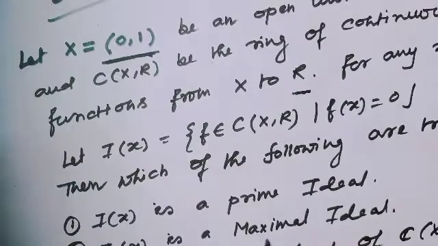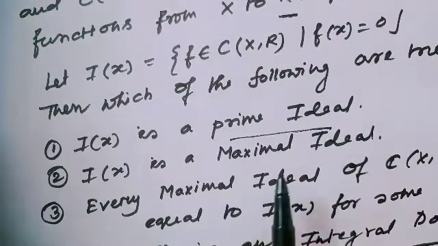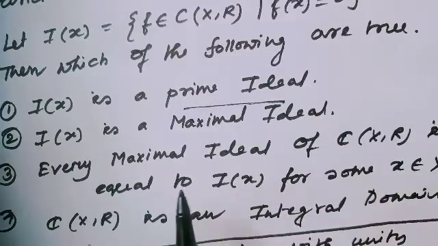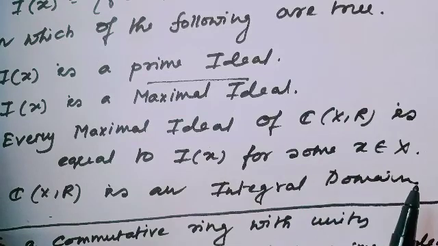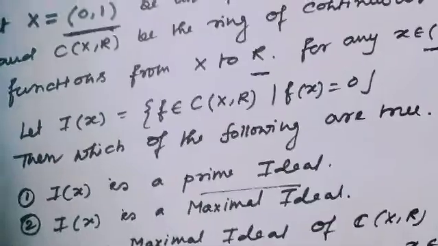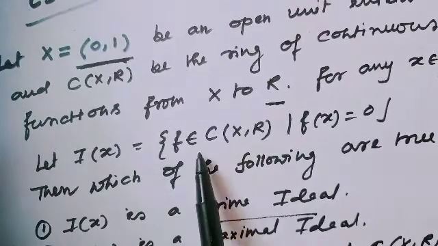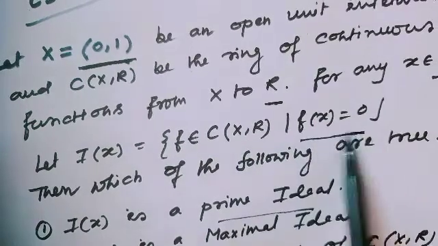Option 1, I_x is a prime ideal. Option 2, I_x is a maximal ideal. Option 3, every maximal ideal of C(X, R) is equal to I_x for some x belonging to capital X. And option 4, C(X, R) is an integral domain. Here notice the set is f belongs to C(X, R) such that f(x) equal to 0.